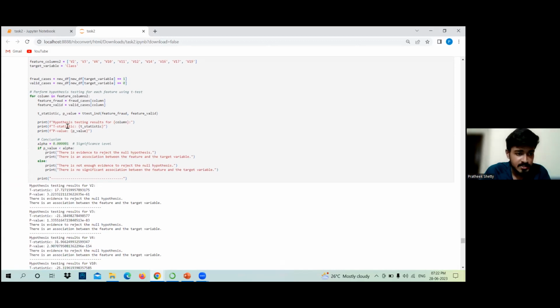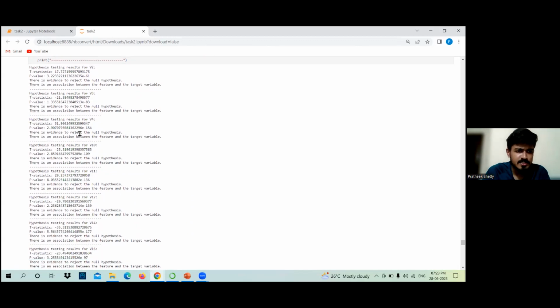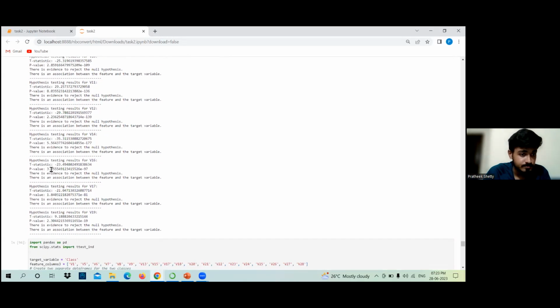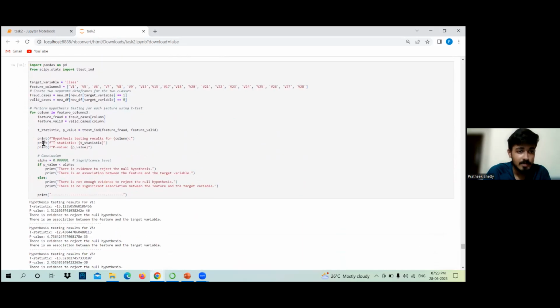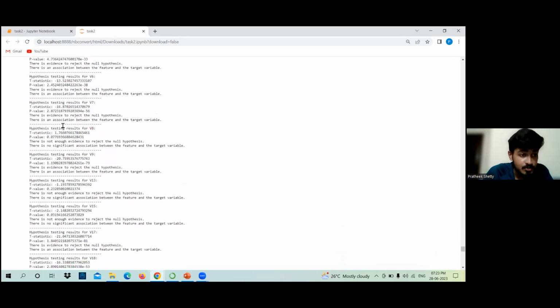And then I performed hypothesis testing for the features which were showing either very high positive correlation or very high negative correlation. You can see that most of them showed an association, none of them showed no association. But when I come to the other features, V1, V5, V6, for example, you can see some of them do show an association, but it's not necessarily a very high amount of association. That's why I didn't include them in the scatter plots.